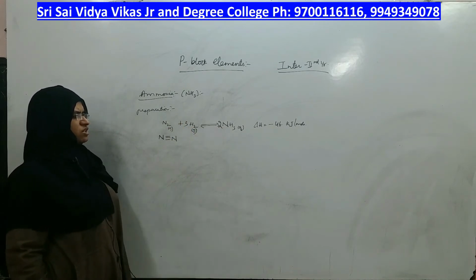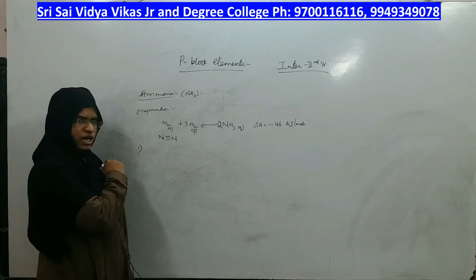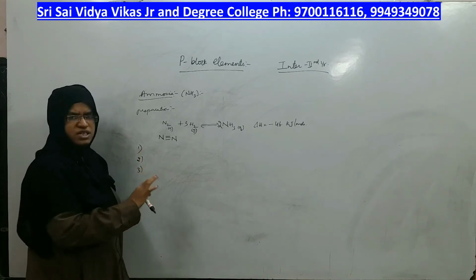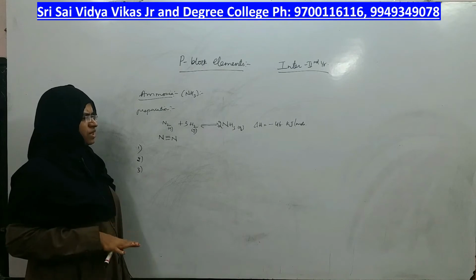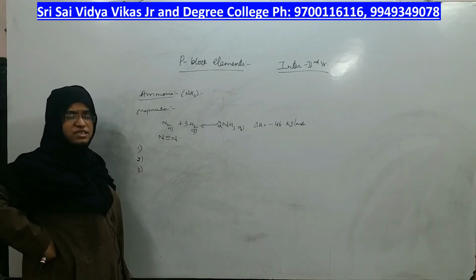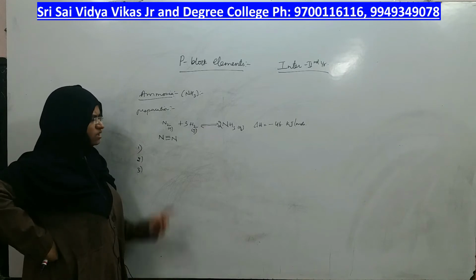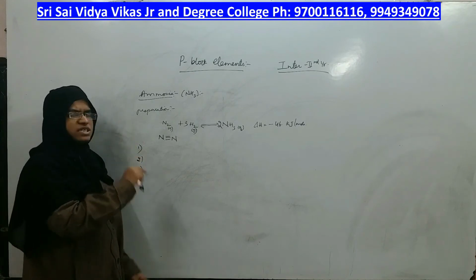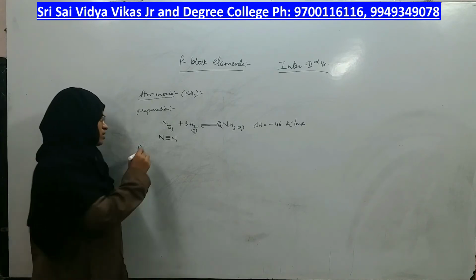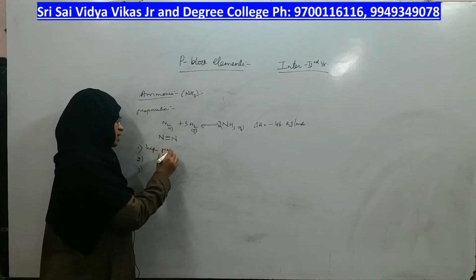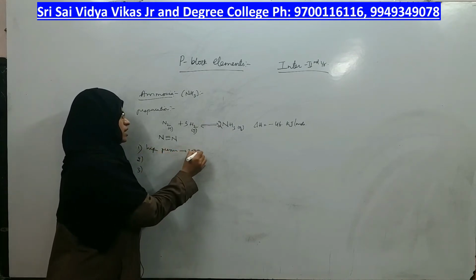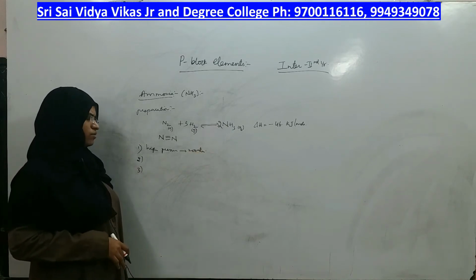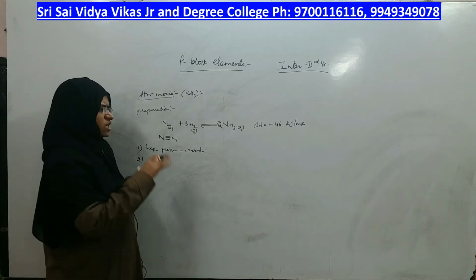Now what are the conditions for this reaction? The conditions are 1, 2 and 3. If you maintain these 3 conditions properly, you can easily prepare ammonia at industrial level in large quantities, right? The first condition is high pressure. For this reaction, the pressure should be high, so much so that it should be around 200 atmosphere. If you don't give 200 atmosphere, any problem? Yes, the problem is that the pressure is not high enough.